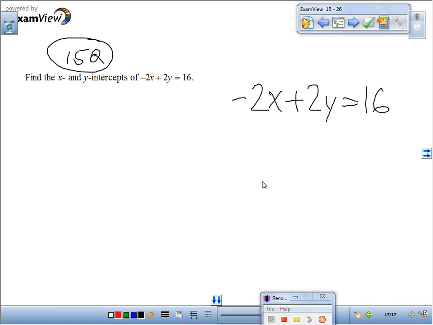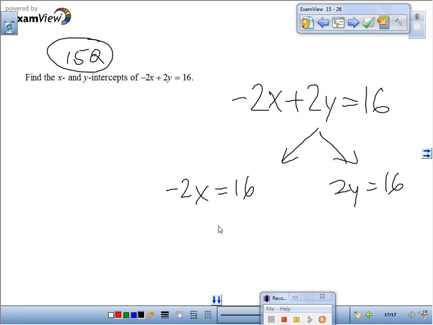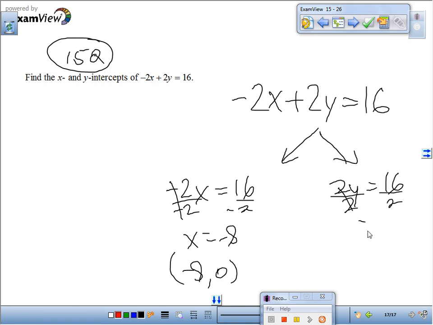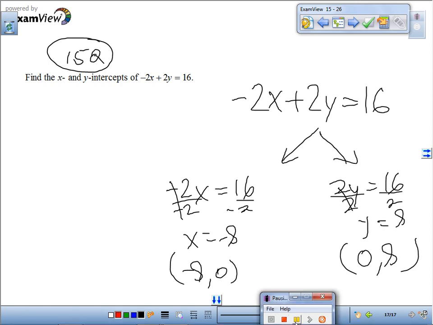Here we go. Who did this? You wrote negative 2x equals 16, and the other one, 2y equals 16. Divide by negative 2, divide by negative 2, x equals negative 8. Therefore, this is negative 8, 0. Divide by 2, divide by 2, y equals 8. Therefore, this is 0, 8. Hands if you got that. That is correct. All right, we're going to take a little break.